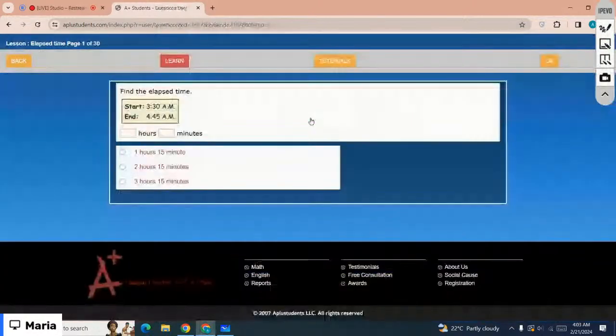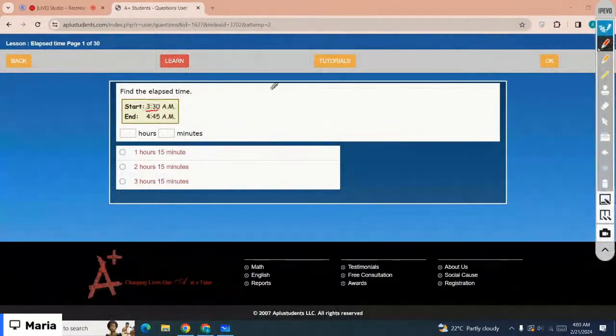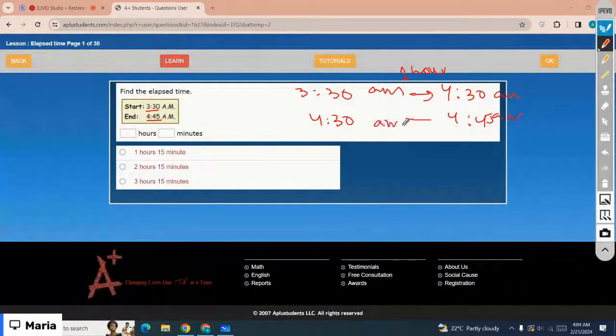Okay, find the elapsed time. You have to start from 3:30 and end at 4:45 a.m. So let's calculate the elapsed time. Start with 3:30 a.m. until 4:30 a.m., you have 1 hour. Then from 4:30 to 4:45 a.m. you have 15 minutes. So that is 1 hour and 15 minutes.